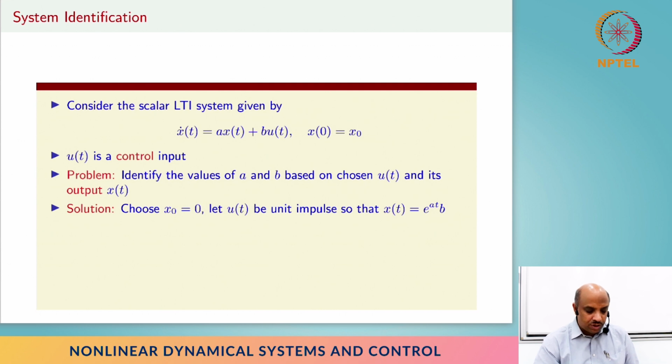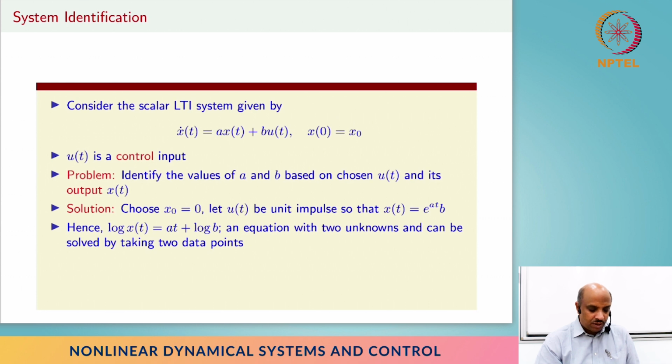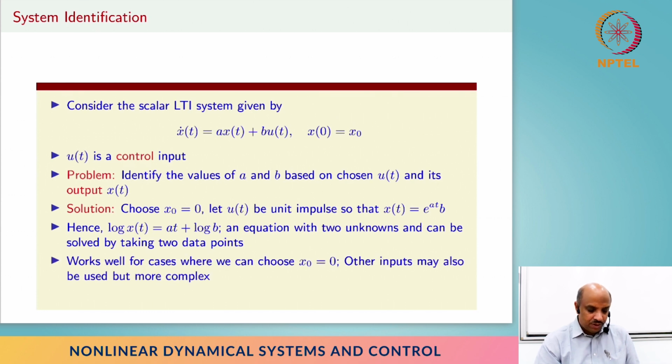So if we choose the initial condition to be 0, and u(t) can be chosen to be a unit impulse, then we can show that x of t is going to be e raised to at times b. That's part of the solutions that we looked at in the linear systems. And by just taking log on both sides and then picking 2 data points, we can solve for a and b, right? We have 2 unknowns and we need 2 equations, and then at 2 different times if we can measure x of t, that's more than enough, right?